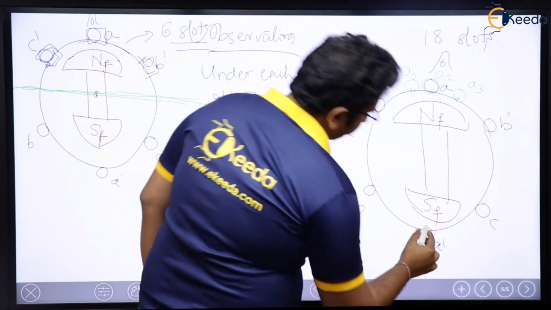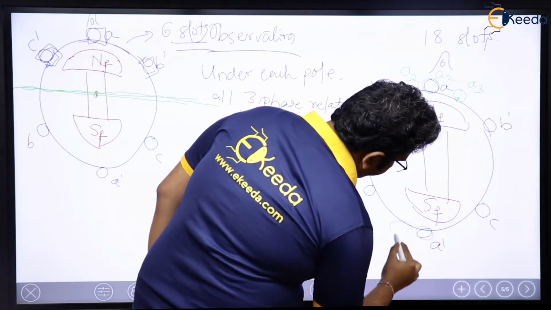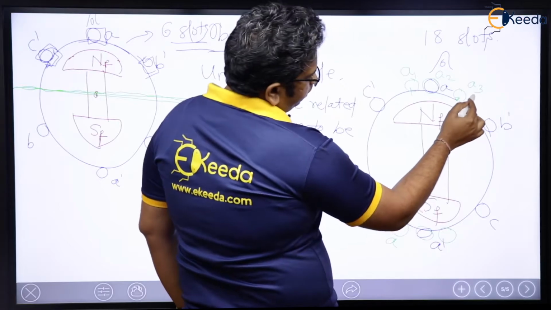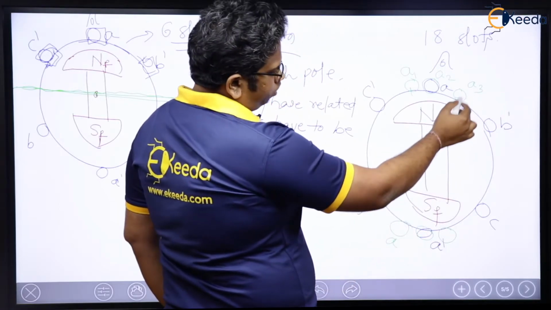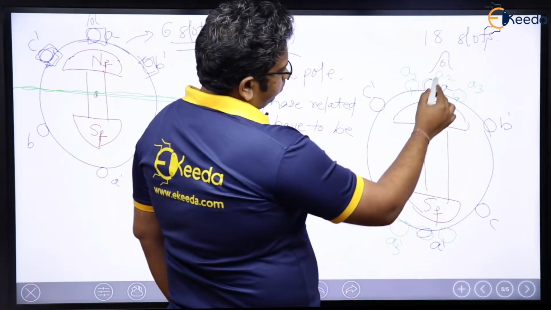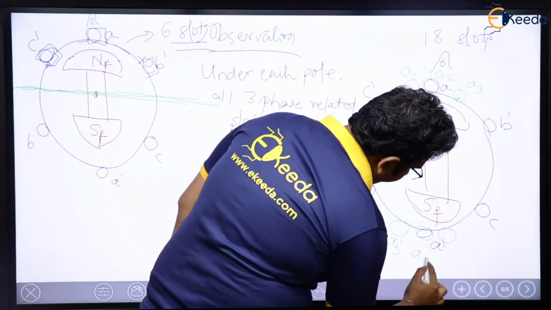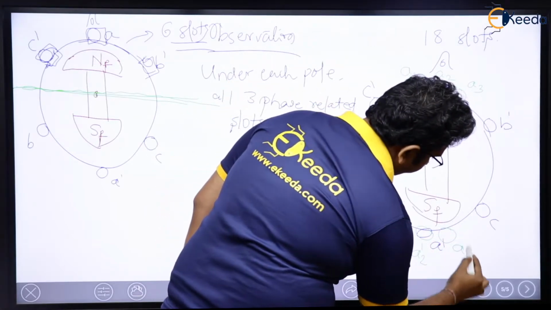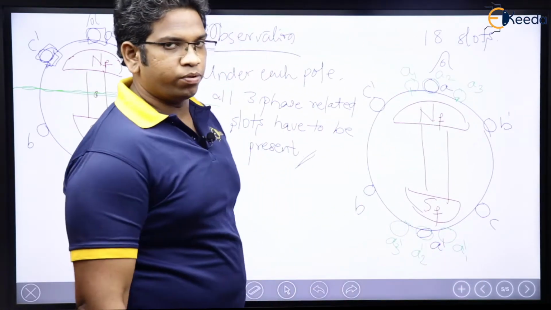Similarly, I am going to have 3 here. If this is A3, diametrically opposite to that, I am going to get A3 dash. If this is A2, opposite to that, I am going to get A2 dash. And if this is A1, opposite to that, I am going to get A1 dash. I hope you are understanding my point, right?